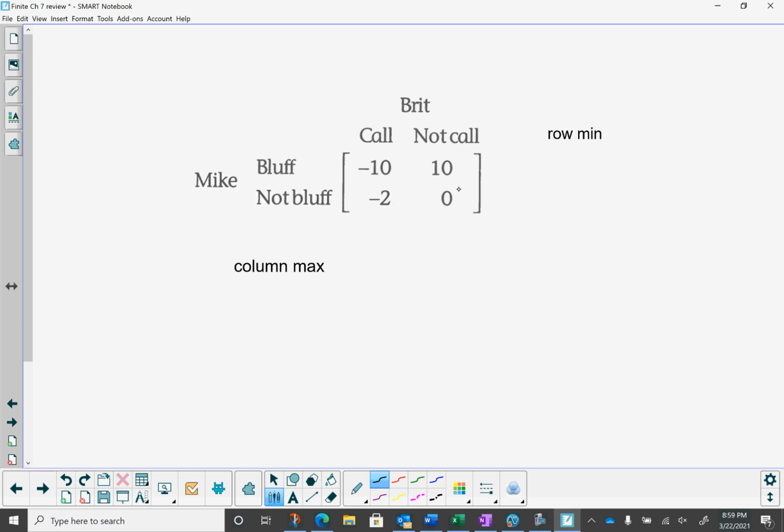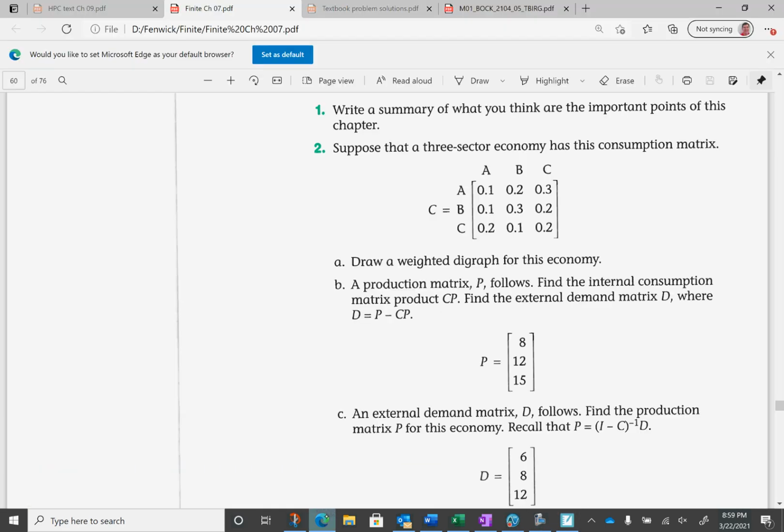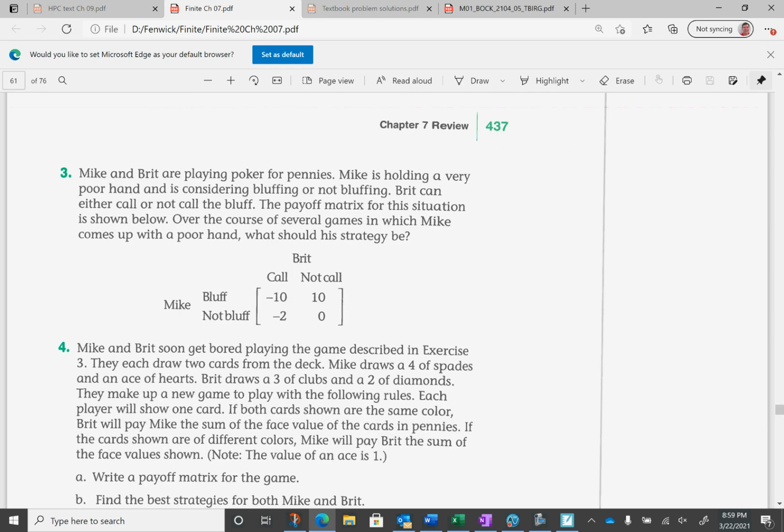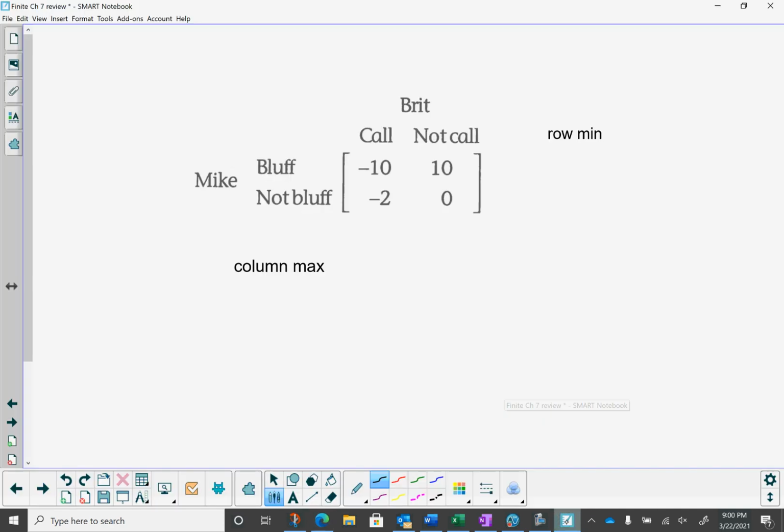All right, for the next part here, number 3. Mike and Britt are playing poker for pennies. Mike's holding a very poor hand, is considering bluffing or not bluffing. Britt can then either call or not call. The payoff matrix for this situation is shown. Over the course of several games in which Mike comes up with a poor hand, what should his strategy be?